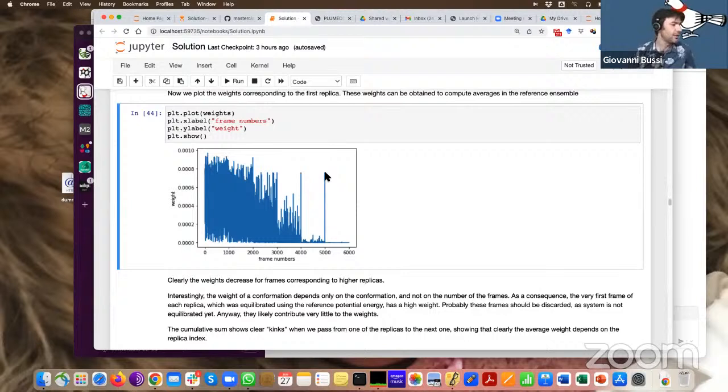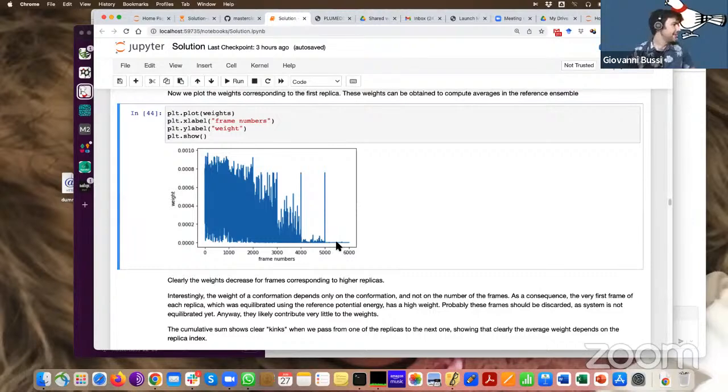Why? Because the calculation of this weight only depends on the structure. So it doesn't depend on which Hamiltonian the structure was generated from. Clearly, the initial structure was equilibrated using the reference Hamiltonian, so it's good for the reference Hamiltonian. It has a high weight in the reference Hamiltonian. Then, as the system equilibrates, I think equilibrating this requires a few picoseconds, so after a few steps, these weights become negligible.